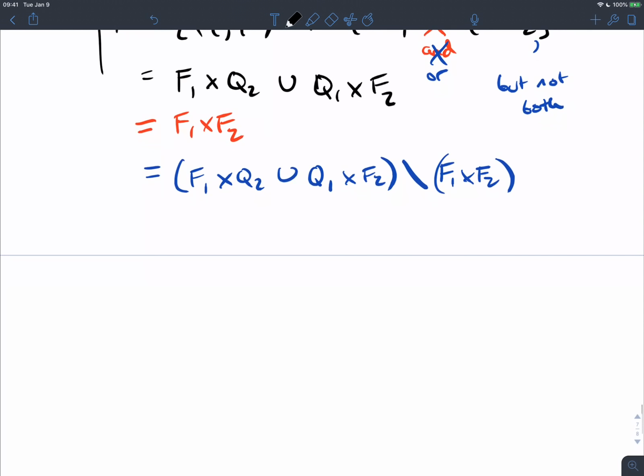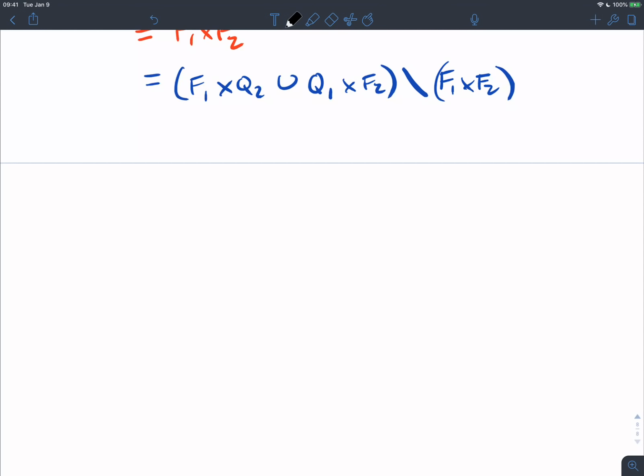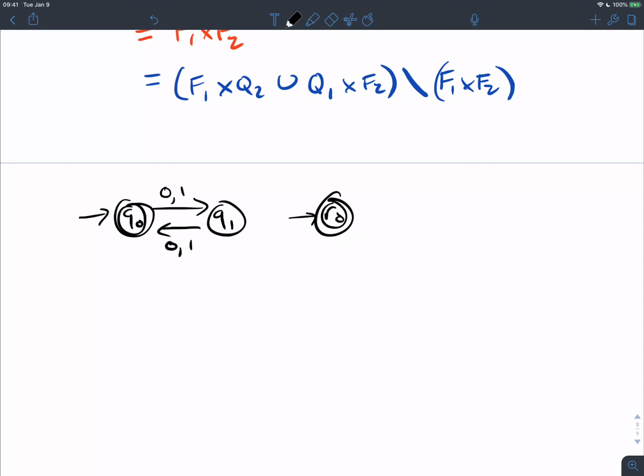Yeah, I have 12 minutes. Great. So let's do an example. So this one is from the notes. See if I can copy it down correctly. R0, that one's final. One and then back.